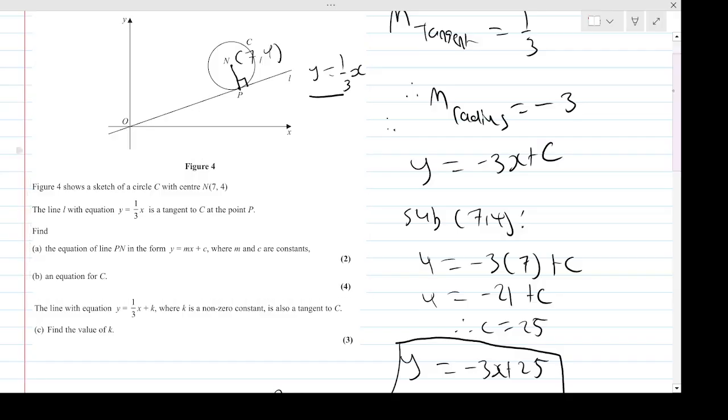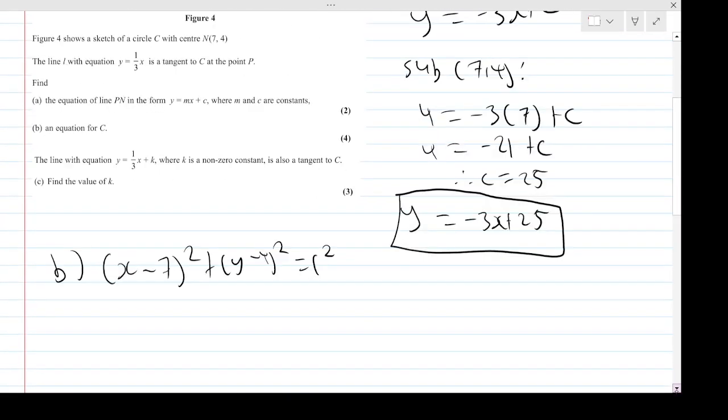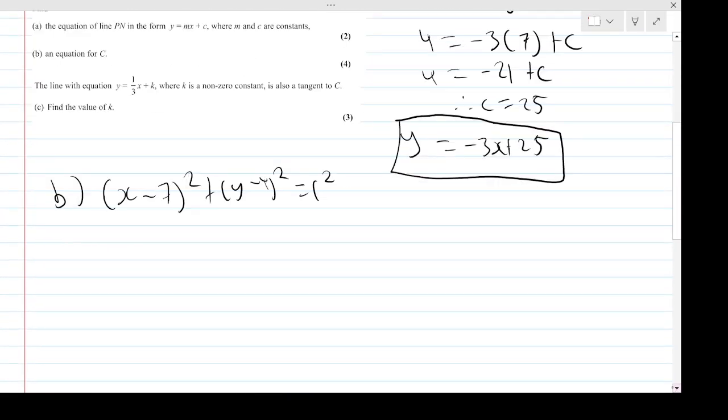However, I already know the two equations. I know the equation of the tangent and the radius already. I've worked that out in part A. I can then equate them to find the point P. So y is minus 3x plus 25. That's what I worked out. And y is a third x.